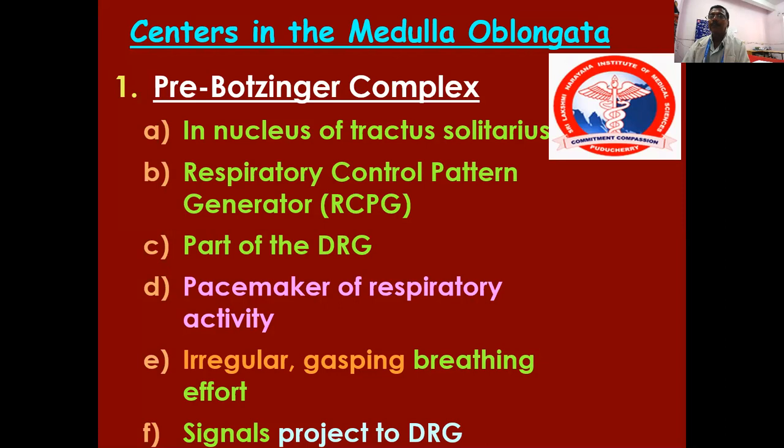Number 1, the pre-Botzinger complex, which is in the nucleus of tractus solitarius, and the respiratory control pattern generator, RCPG, is present in the medulla oblongata, and parts of the DRG. I already told you the DRG is located dorsally in the medulla oblongata, as well as the pacemaker of the inspiratory activity and irregular gasping breathing effort. Finally, signals project to the dorsal respiratory group.